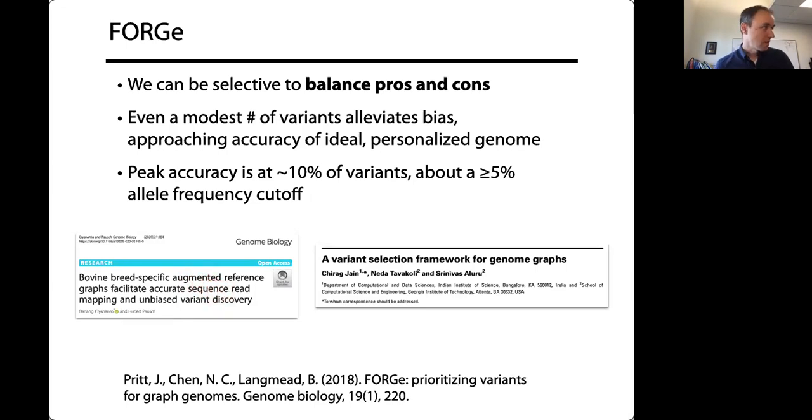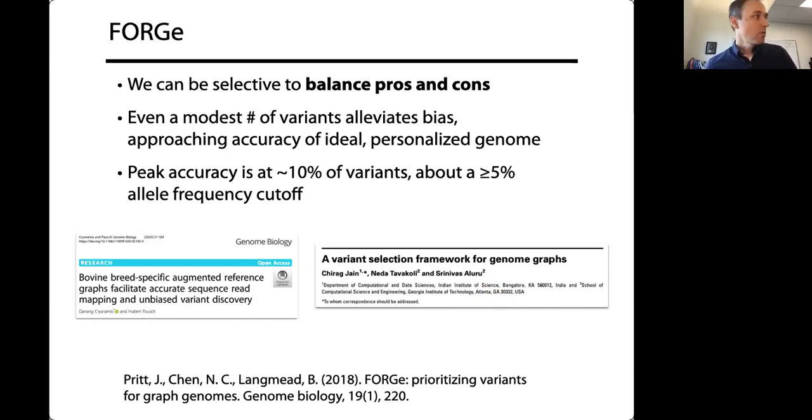This is another study that's quite similar. It uses VG instead of HiSat2, and it looks at cow breeds instead of human. It finds basically the same thing, that you need to be selective in what variants to include in the reference genome, and that you can approach personalized accuracy. And since then, there's also been other work by, for example, Chirag Jain and others on other approaches for how to prioritize variants for inclusion in graphs other than the ones that we discussed in the Forge paper in 2018.